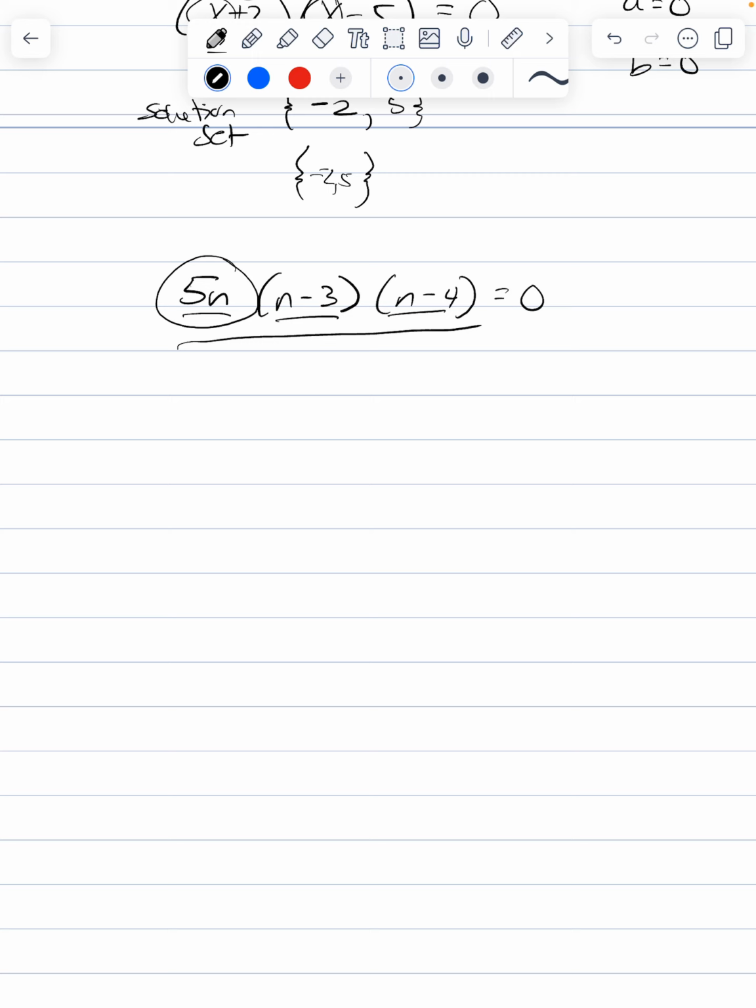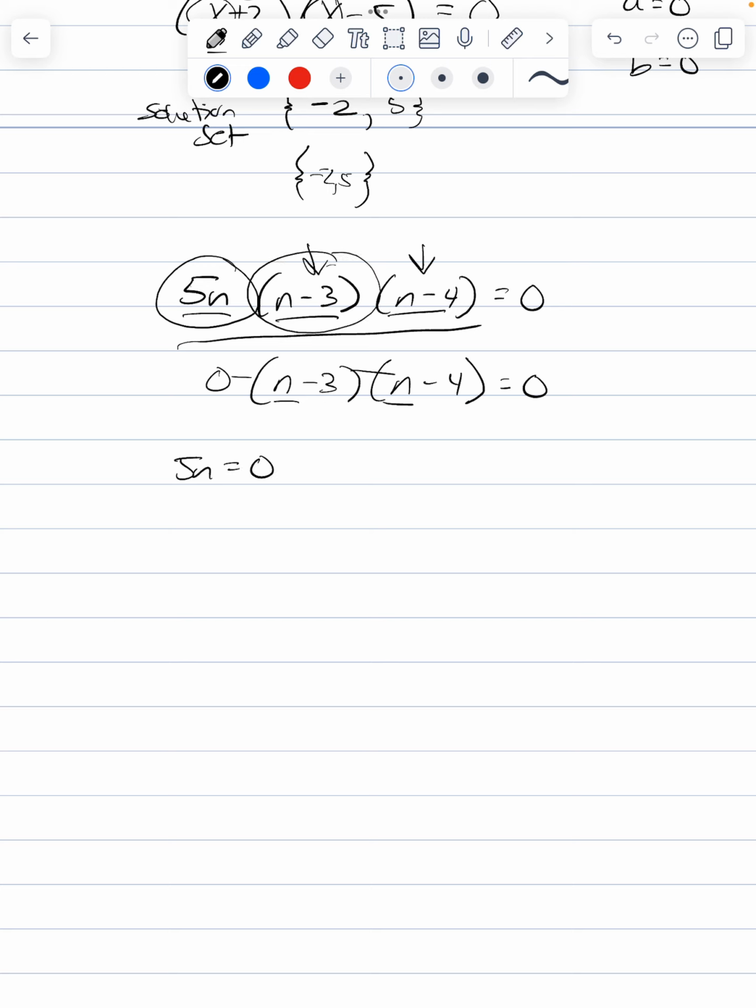Well, sure it would. It wouldn't matter what was in here, because if it was 0 times n minus 3 times n minus 4, and it equaled 0, you would know that no matter what the value of n is, this 0 is going to destroy it. So we're left with 0 regardless. So 5n equals 0. We want to set that to 0.